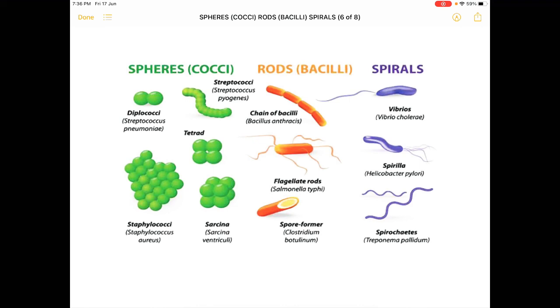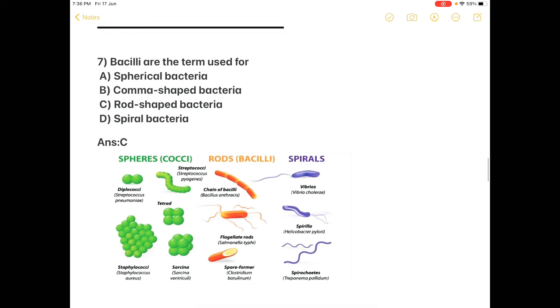Spheres are cocci. Examples: streptococci, diplococci, staphylococci, sarcina. All the green-colored ones are the cocci, which are spherical in shape, whereas rods are bacilli, in rod shape. Examples: Bacillus anthracis, Salmonella typhi and Clostridium botulinum. Whereas spiral shapes are shown here in blue: Vibrio cholerae, Spirilla, Helicobacter pylori and spirochaetes, Treponema pallidum. These are all spiral shapes. So the correct answer here is rod shape, bacilli.